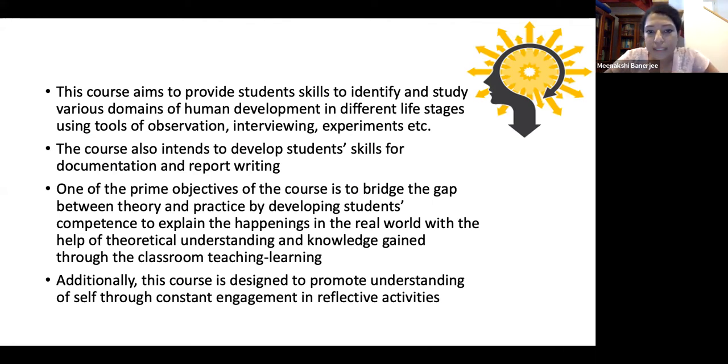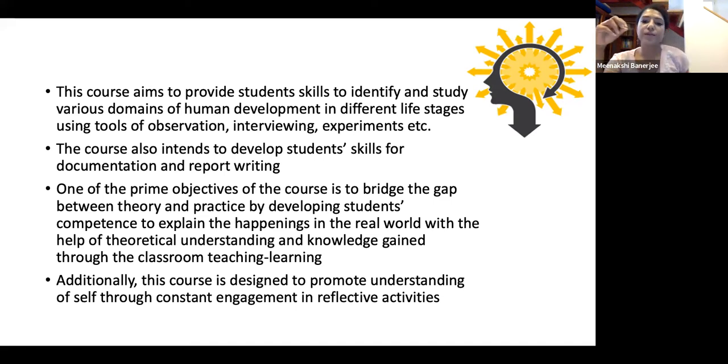The course also intends to develop students' skill for documentation and report writing. So when you do go on, and if you do want to work in this area of developmental psychology, how do you really present your findings? How do you really say what you have observed in the real world through objective means, and through being able to add your own qualitative and subjective aspects to those objective things that you have identified?